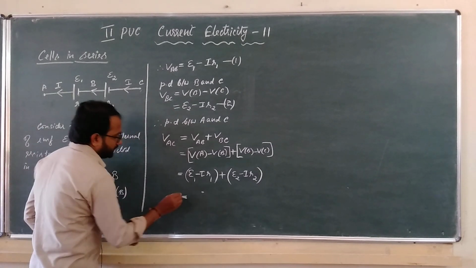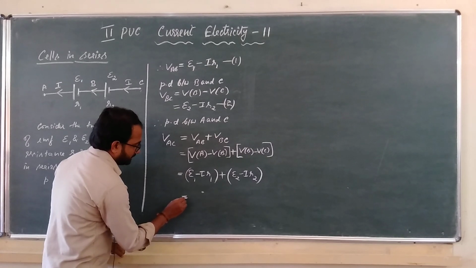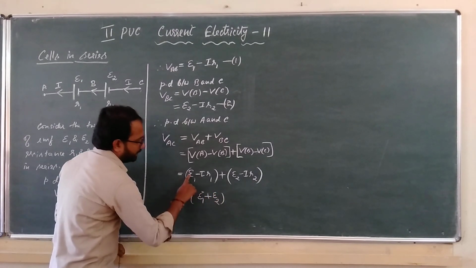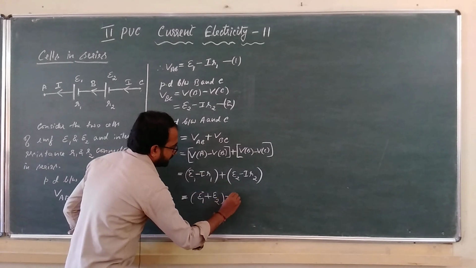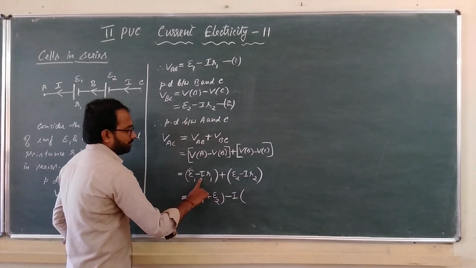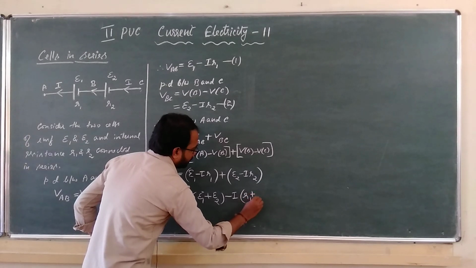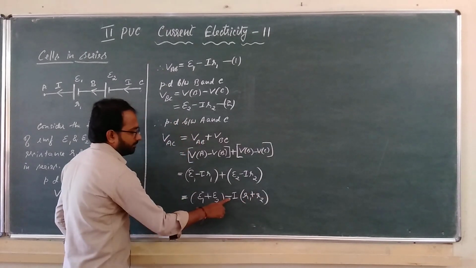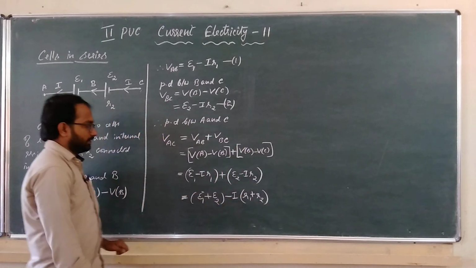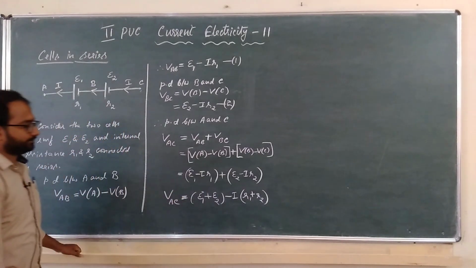So therefore this is equal to potential difference across A and C is E1 plus E2. So minus I is common, minus IR1 minus IR2, if I take minus I common, then inside the bracket R1 plus R2, right? Minus IR1 minus IR2. So therefore that is the potential difference between A and C.